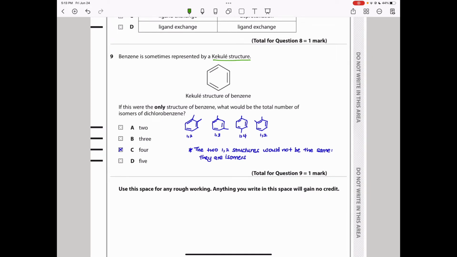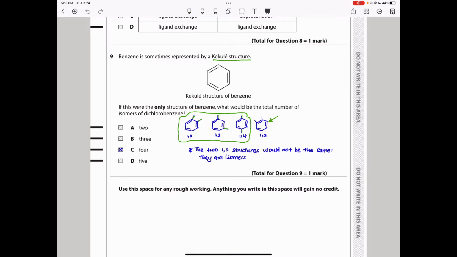I drew the Kekulé structure, and you can see if the chlorine is on carbon 1 and carbon 2, that is going to be different if it's on carbon 1 and carbon 3, which is different from carbon 1 and carbon 4. These three structures are easy for students to identify that they are different. However, some students can confuse this structure here to be the same as this.